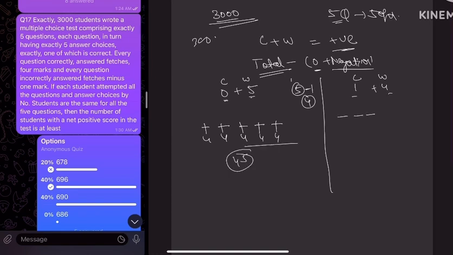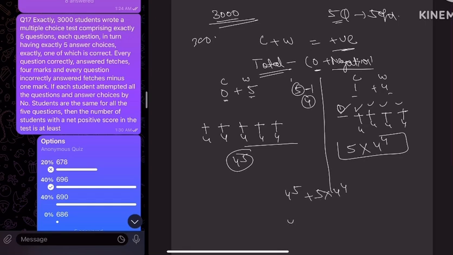Now suppose he attempted one question correctly. There will be only one way because only one answer is correct, and the other four questions will have 4 ways each. Similarly, he could attempt any of the 5 questions correctly, so basically the total is 5 into 4 to the power 4. Adding both: 4 to the power 5 plus 5 into 4 to the power 4. We can take 4 to the power 4 common, giving 4 to the power 4 into 9. 3000 students are there, so 3000 minus 4 to the power 4 into 9. So 696 is the answer to this question.